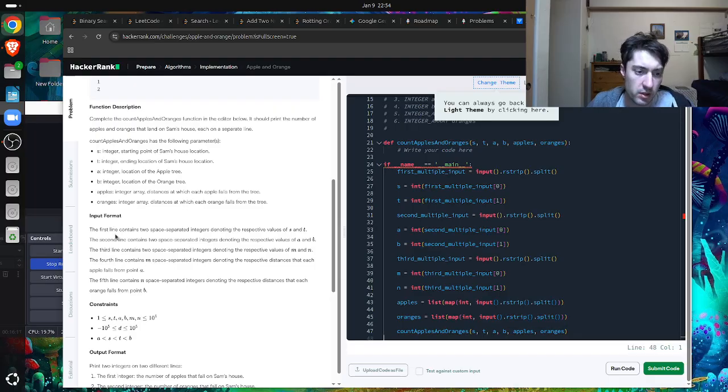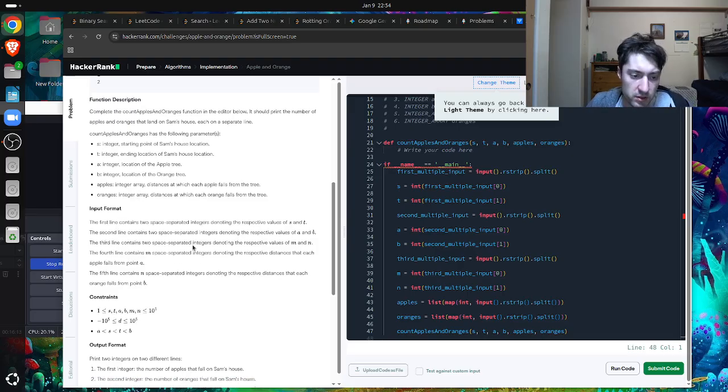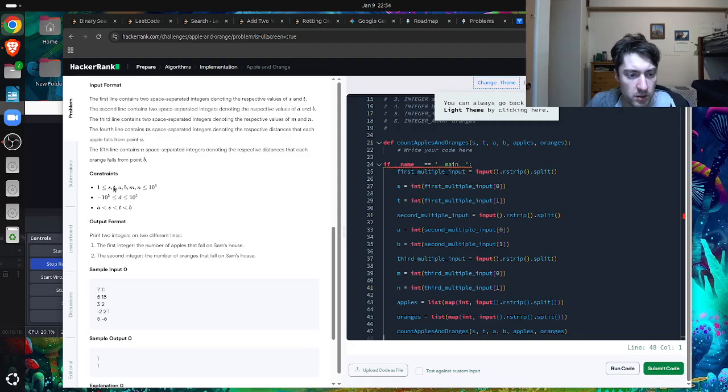Okay. The first line contains 2 spaces. Okay. Print 2 integers on 2 different lines. The first integer, the number of apples. Okay.